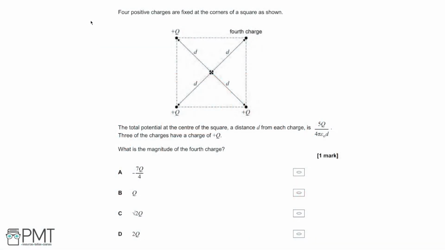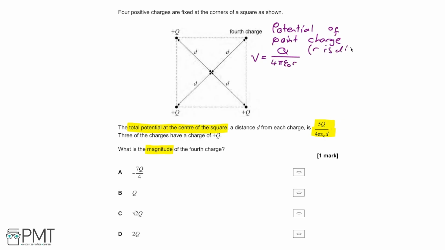This question is about potentials. The question says, 4 positive charges are fixed at the corners of a square as shown. The total potential at the center of the square at a distance d from each charge is 5q divided by 4 pi epsilon naught d. What is the magnitude of the fourth charge? In order to answer this question, we should consider the expression for the potential of a point charge. So, the potential of a point charge is given by V is equal to Q, for a point charge of charge Q that is, divided by 4 pi epsilon naught R, and R is the distance from the point charge.